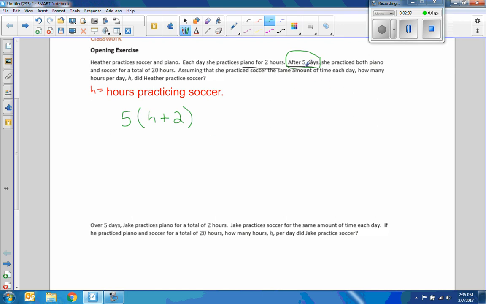And we know the total is 20 hours. So that's going to equal 20. So 5 days practicing soccer plus 2 hours piano per day equals 20 hours. Okay, so now we're going to use the distributive property. And it's 5 times H, which is 5H. And it's going to be 5 times 2, so plus 5 times 2 equals 20. Okay? 5H plus 5 times 2 is 10 equals 20.